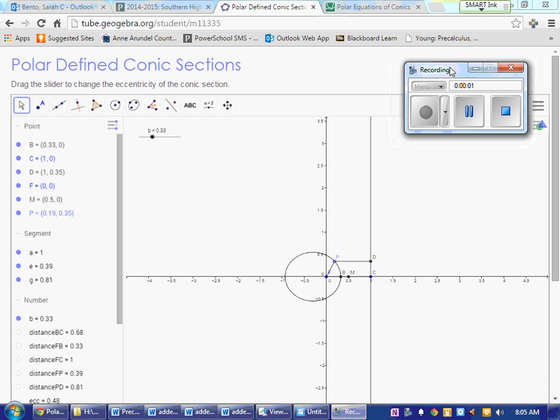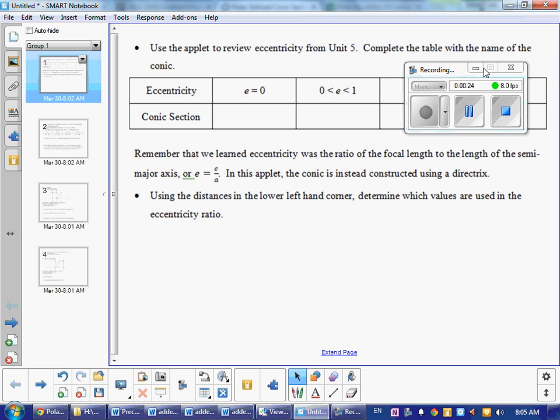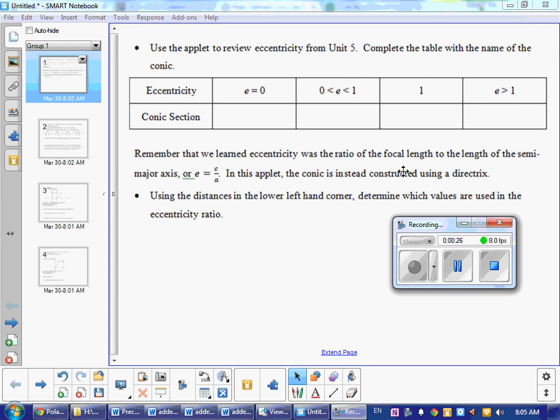Okay, so we have this applet up here. I want everyone to look on the board, and you have your paper flipped over to the back. Flip your eccentricity and directrix paper to the back. We're going to create the different conic sections. So you see in the table, it says eccentricity e equals 0. So we're on this section of the back of our paper.